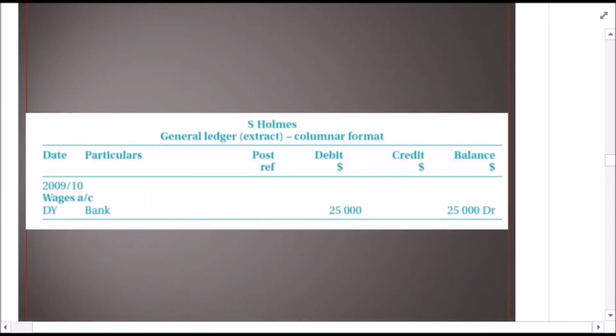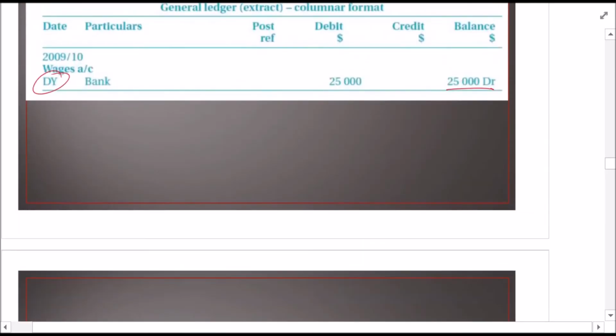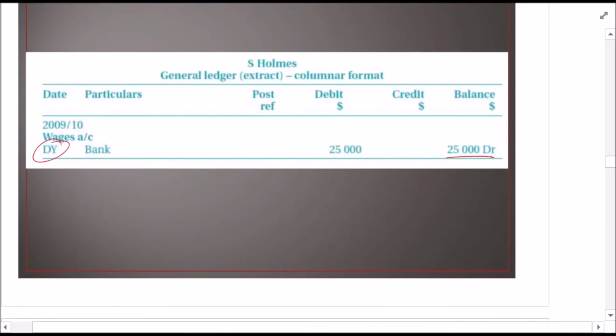All right, so this is the wages account, how it will have looked. DY stands for during year. So we've got $25,000 on the debit side. We would have recorded that. What we need to do is add on another 500. So we're going to need to debit this account for $500, to make it 25,500.